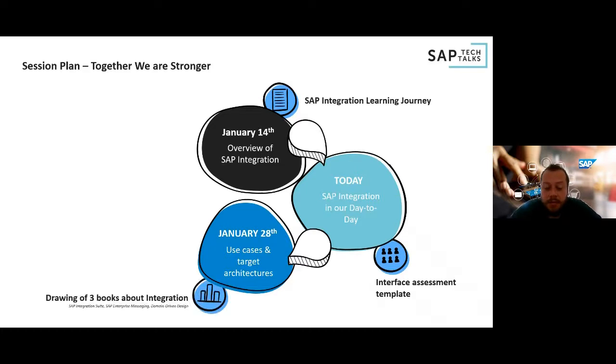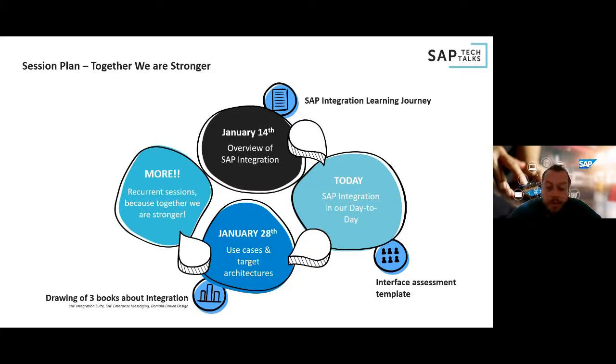But this is not the end. At the end of next Friday's session, we will draw 3 books. The first one will be the SAP Integration Suite book that summarizes all the technologies in detail. Also the SAP Enterprise Messaging book, on how to use the Event Mesh or how to use this event broker architecture for SAP technologies and non-SAP technologies. And the last one, my favorite book, Domain-Driven Design, to support you in those requirements and to provide the correct solution.